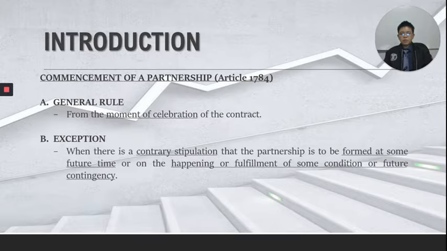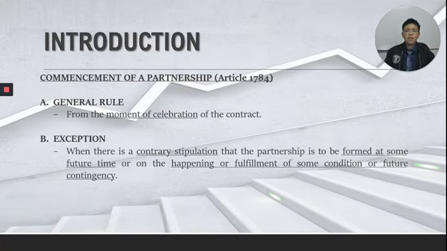Exception, so remember, the exception is when there is a contrary stipulation, meaning that the partnership will start after a specified period. So the partnership here is to be formed at some future time. So pagka dumating yung future time, here we are talking about a period, pagka dumating yung period stipulated, that is the only time that a partnership will begin. Also, a partnership can start upon the happening of a future and uncertain event. So remember, pagka nangyari na yung condition, future and uncertain event, that is the only time the partnership will begin. So yun ang mga exceptions.